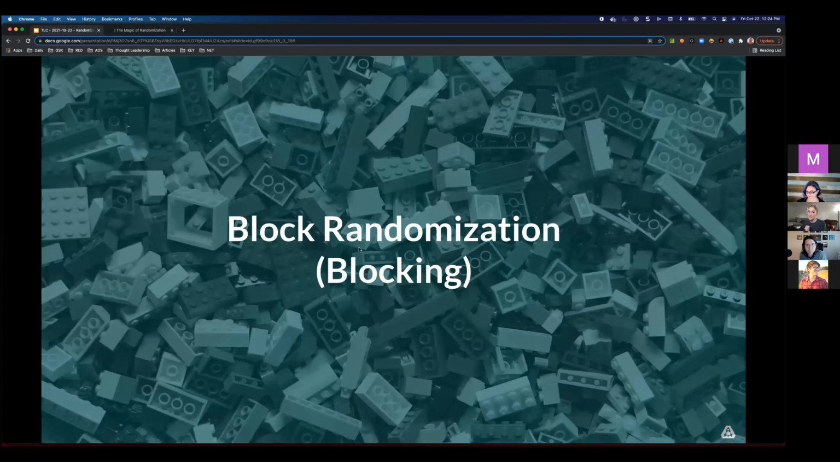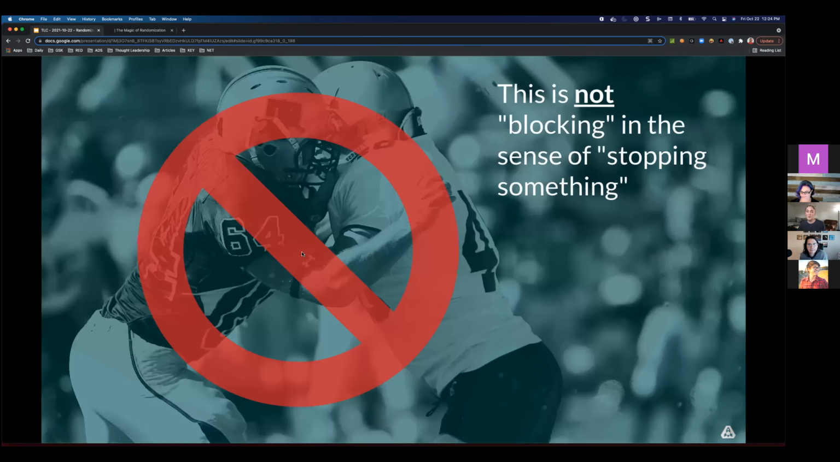So now to talk about the first one, block randomization. The first thing we want to talk about, and we've definitely had people thrown off by that term, is that blocking doesn't mean stopping something or keeping someone out. Blocking simply means creating groups of subjects based on the different covariate values that we have. So think of grouping, not stopping.